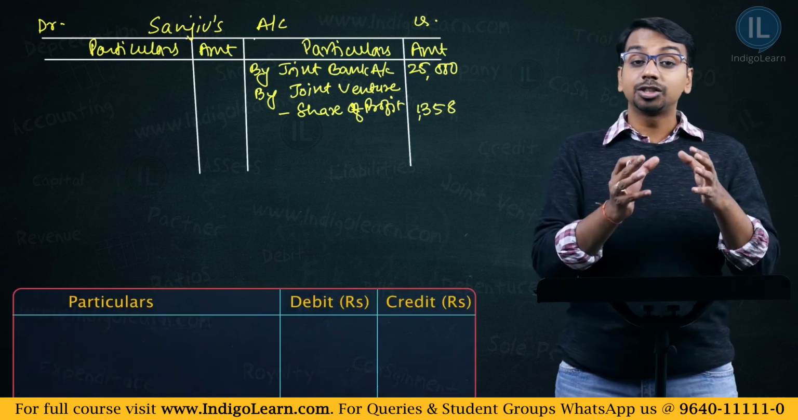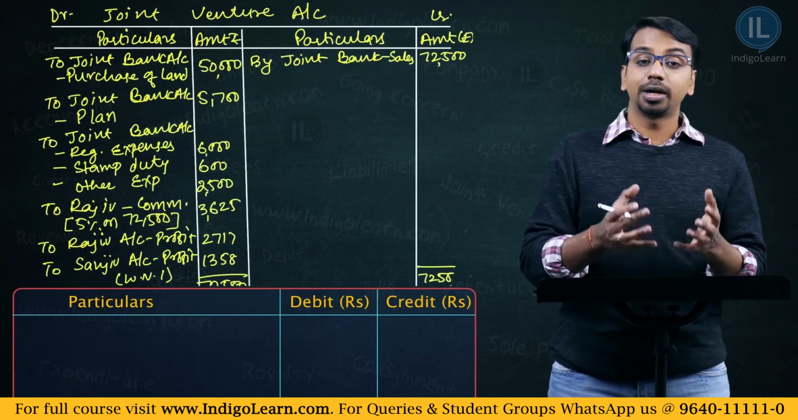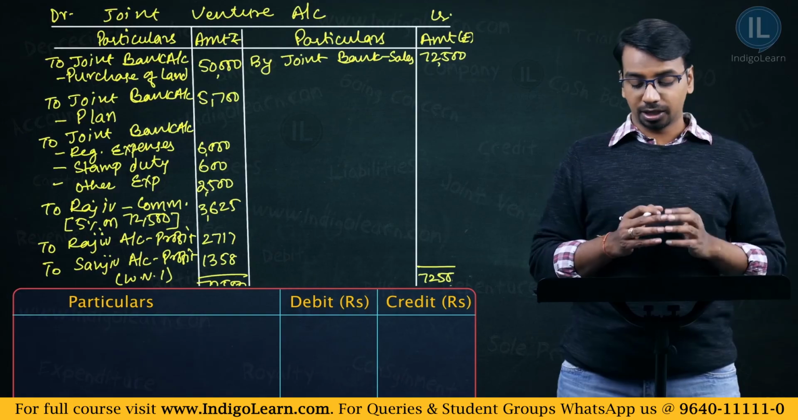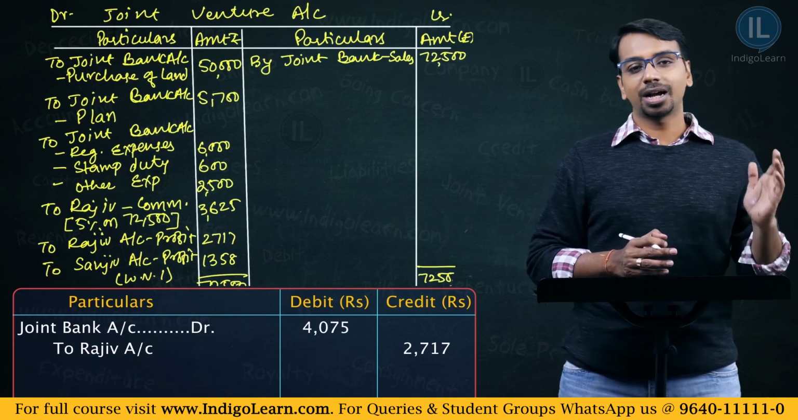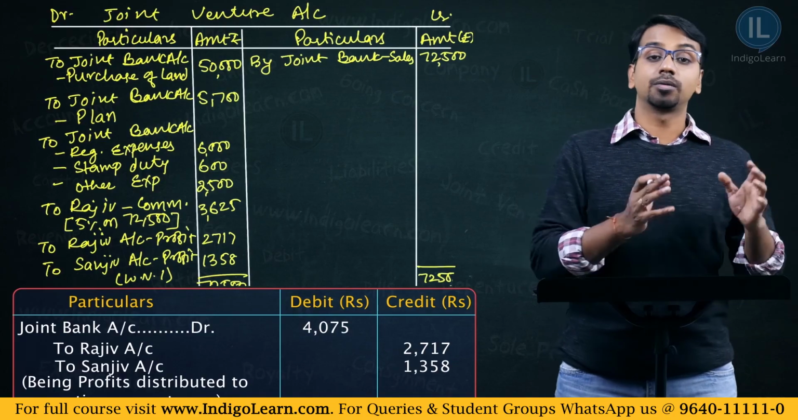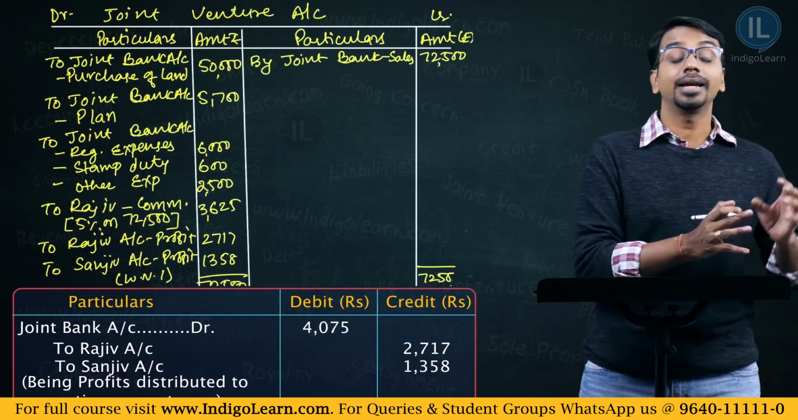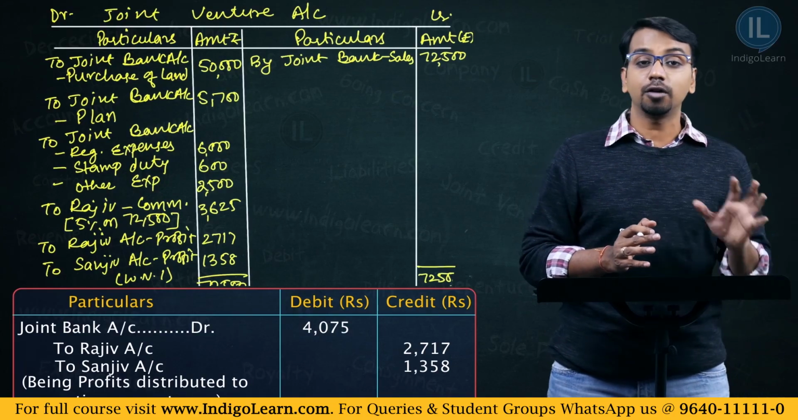Now, let us look at the journal entry for sharing of these profits. What did we do? We debited the joint venture account. So, joint venture account debit to Rajiv's account to Sanjeev's account with the respective amounts, right? So this will be the journal entry for sharing of profits.